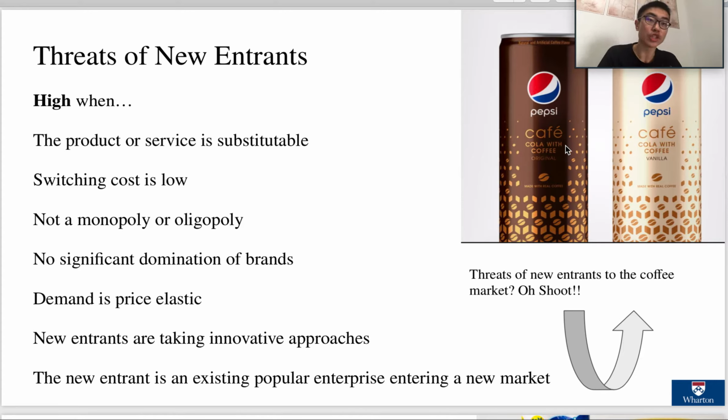So even though it is a new entrant in the coffee market, this brand is already popular. Even though nobody has tried Pepsi's coffee before, if they release coffee into the coffee industry, people who like to drink Coke may be brought to buy this coffee. So this can be a threat. It's pretty important and interesting as well.